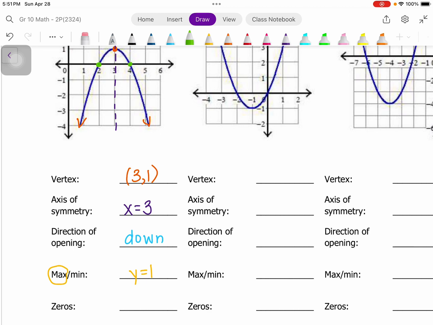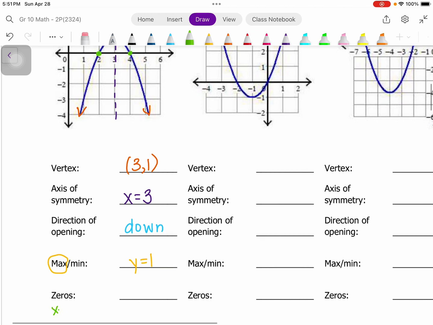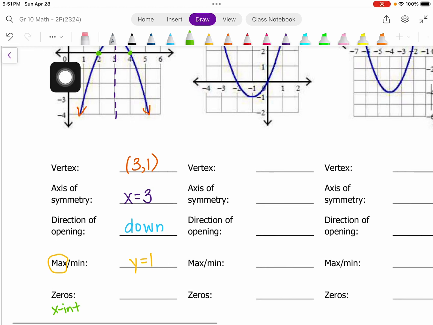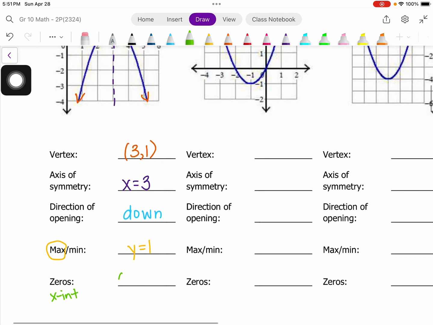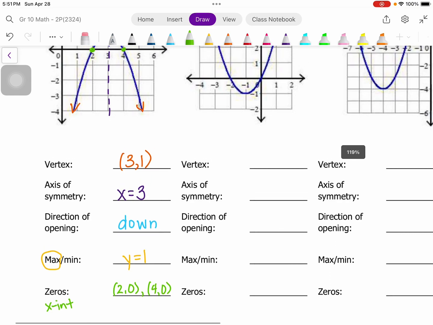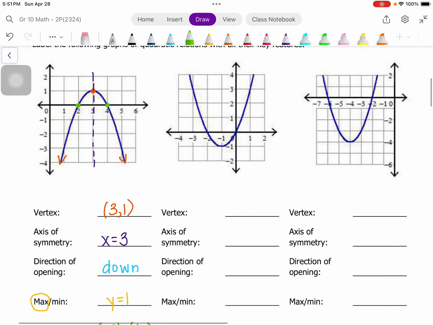They're also sometimes called the x-intercepts. So when does this parabola pass through the x-axis? That happens at the points 2, 0 and 4, 0. When we're touching the x-axis, the y-coordinate is 0. We'll do one more together.